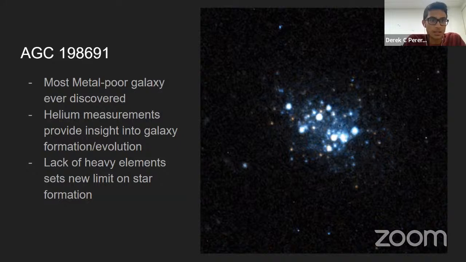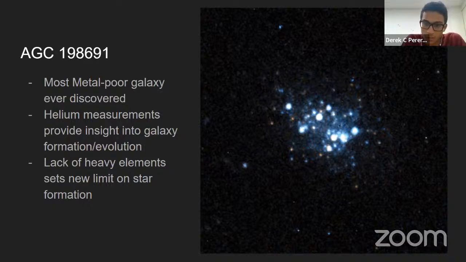Given its status as the most metal-poor galaxy ever discovered, it is of specific interest to scientists and astronomers who want to look at how galaxies have formed and specifically how their stars were formed. Since dwarf irregular galaxies are similar to the first galaxies in the universe, you can do this by constraining how much helium is present in their galaxy.